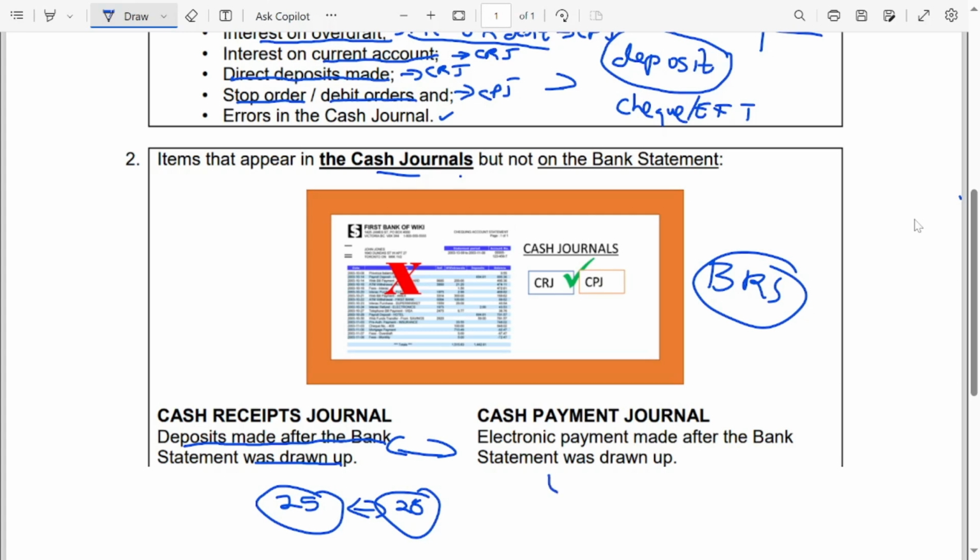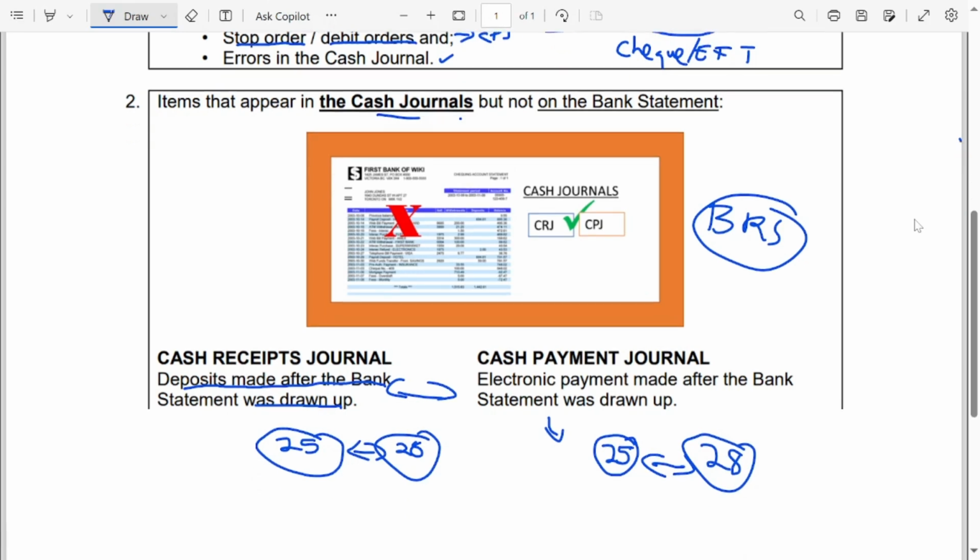Same thing with the payment. We make a payment, we receive a bank statement on day 25. Then we make a payment on day 28. Right? Obviously, this payment is not going to appear in the bank statement because this payment was made after the statement was sent to us as a business. So this is how we should look at this.